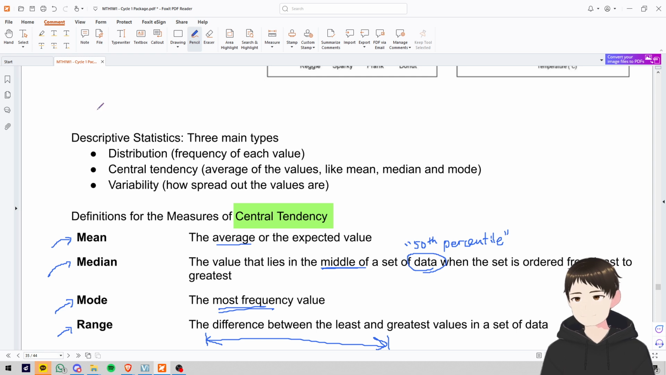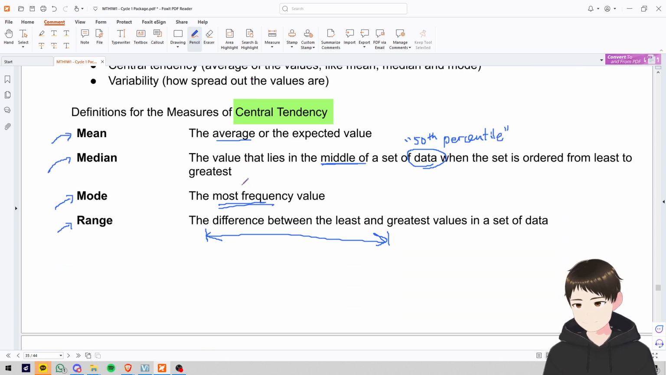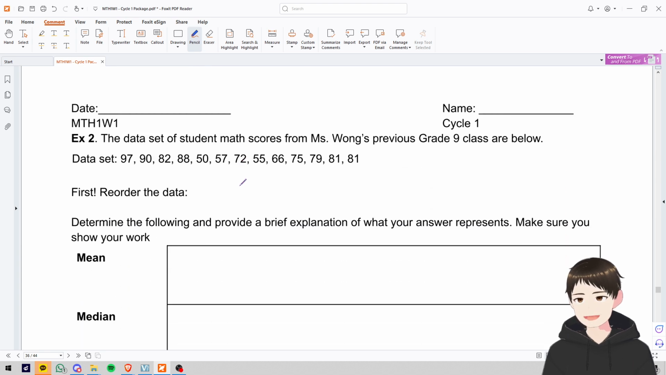All right? So descriptive statistics, 3 main types. There is a way to calculate distribution, there is a way to calculate central tendency and another way to calculate variability. We're going to focus on central tendencies today. Here we go. Take a look.